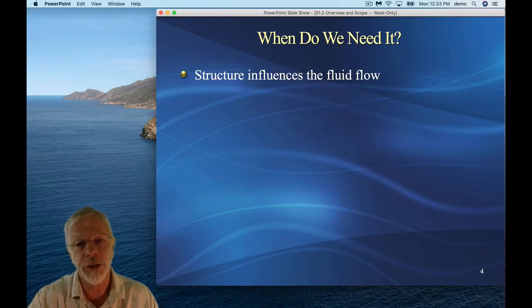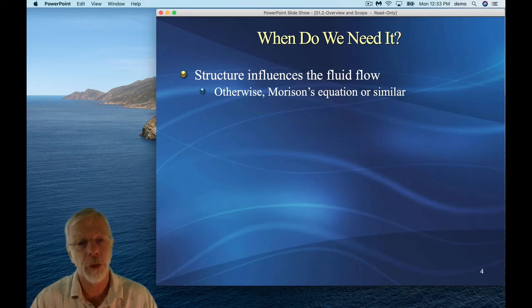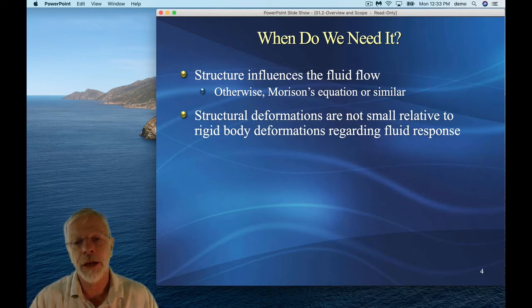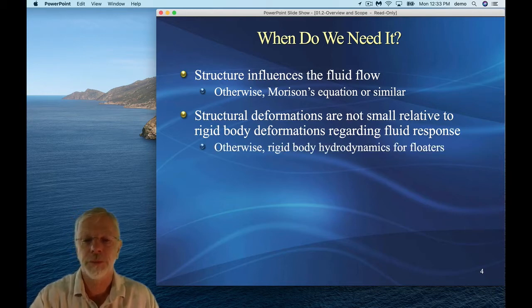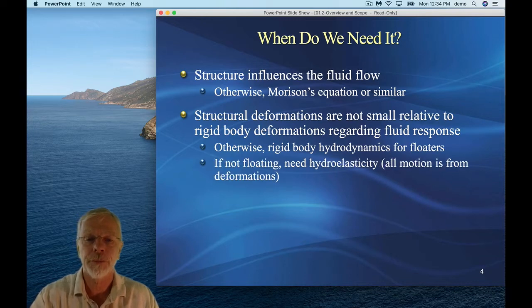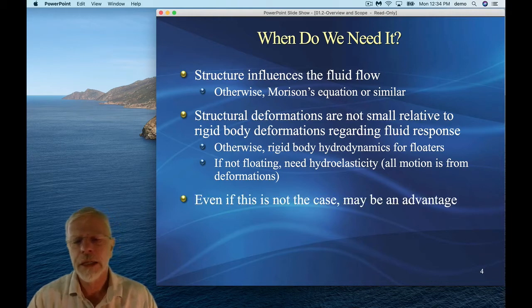When do we need hydroelasticity? Again, we need it when the structure influences the fluid flow. Otherwise, Morrison's equation or similar would be applicable. We would also need it when structural deformations are not small relative to the rigid body deformations regarding the fluid response. Otherwise, you can use rigid body hydrodynamics, which is well known for floaters. If it's not floating, then all movement is going to be elastic or deformational movement, and you would need hydroelasticity.